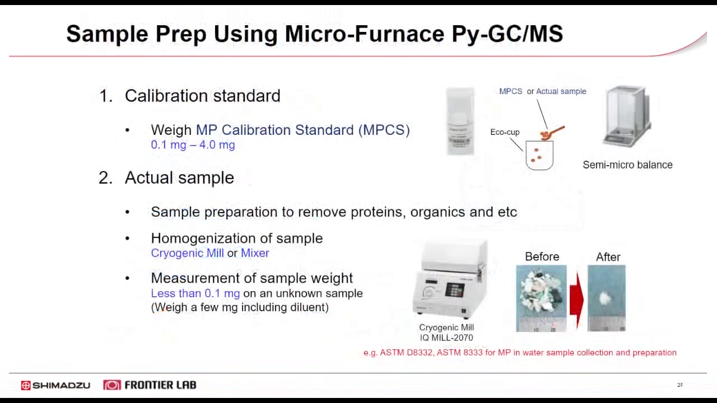For sample preparation, you need to prepare calibration standards and your environmental sample. We provide the microplastic calibration standards of 12 polymer mixtures to you. So you just need to measure the weight of your calibration standards to create the calibration curve. You might also need to do some pre-sample treatment for environmental samples to remove proteins, organics, and inorganics. Then if needed, you can use our cryogenic mill device to homogenize the sample, then pyrolyze about 0.1 milligram of your environmental sample.